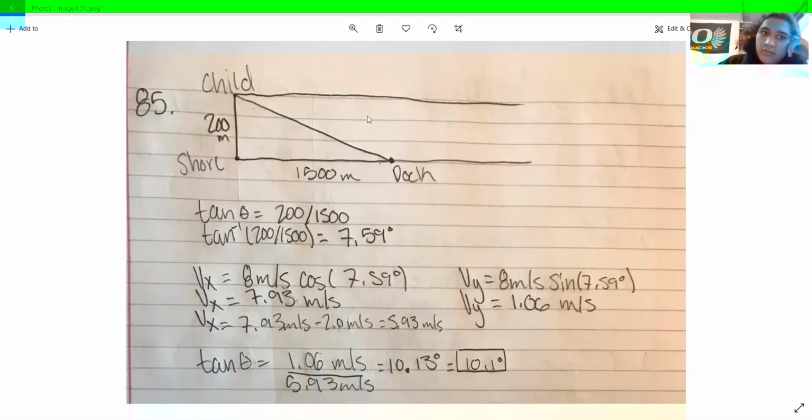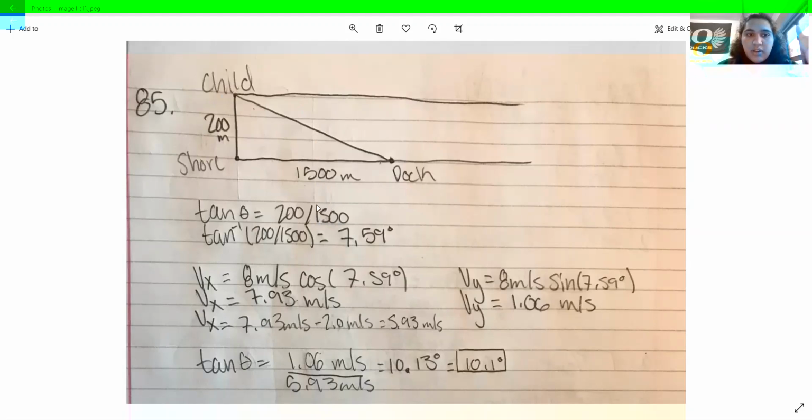So here we have a visual representation of where the child is in relation to the shore and the dock. We have the child 200 meters out from the shore, and 1,500 meters upstream of the dock. The child will be moving this way towards the dock, and the boat that is going to get the child has to leave to get the child.